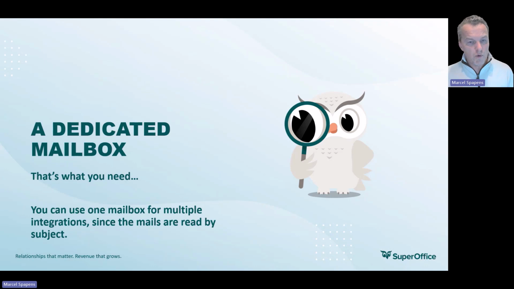And you can use one mailbox for multiple integrations in DataBridge, because the emails are designated by reading the subject. So for every different subject, or a subject that starts with some string, you can use different integrations in DataBridge. So that's all you need, a dedicated mailbox.